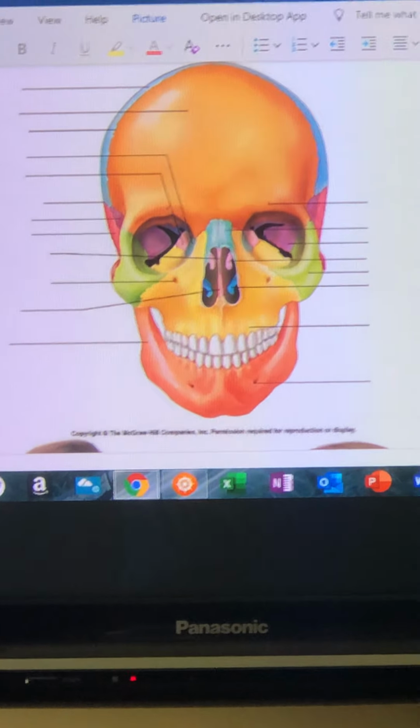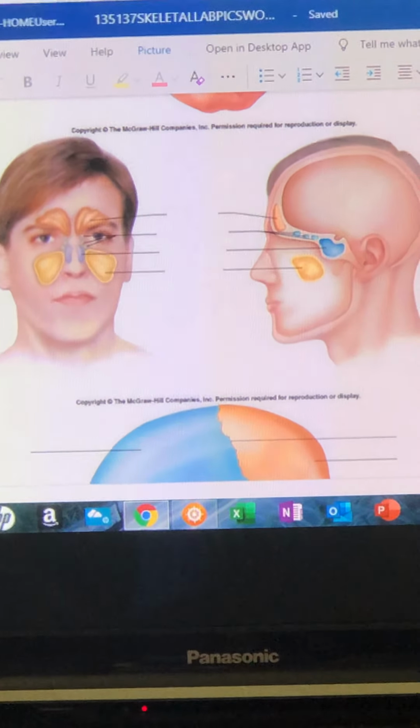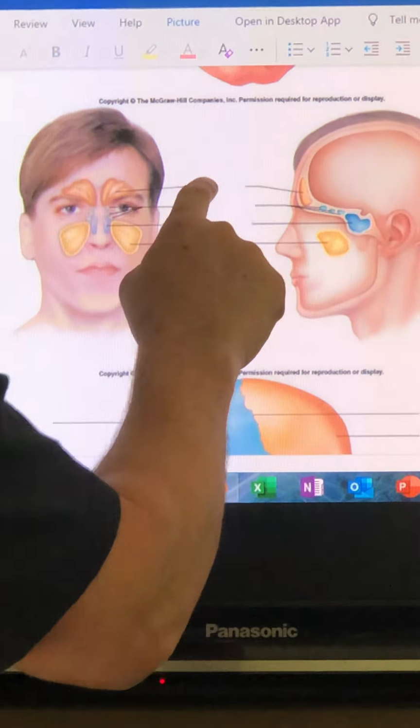The top line is indicating the frontal sinus. The next one is the ethmoid sinus, sphenoid sinus, and then the maxillary sinus. These are all listed on your list, and you should know any one of those. I can just put a letter A in between and say name the structure at A. Frontal sinus, ethmoid sinus, sphenoid sinus, maxillary sinus.